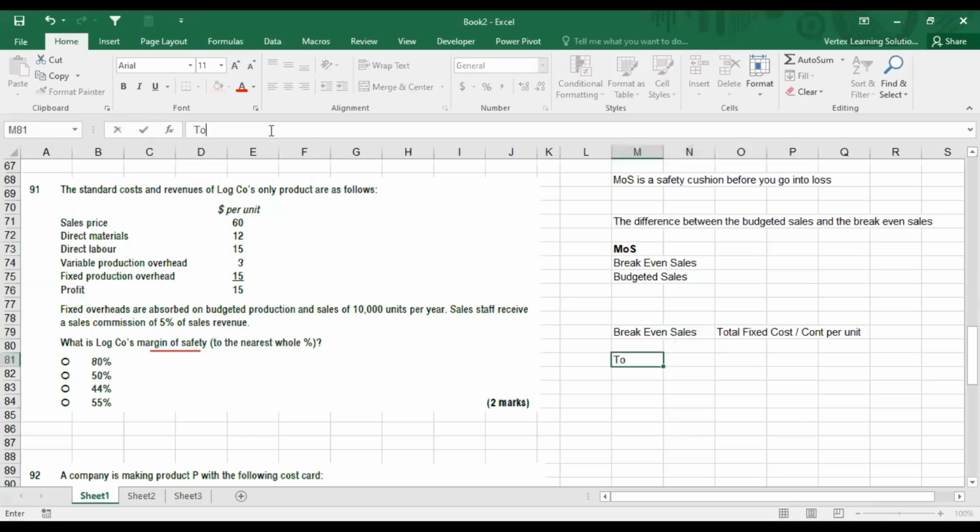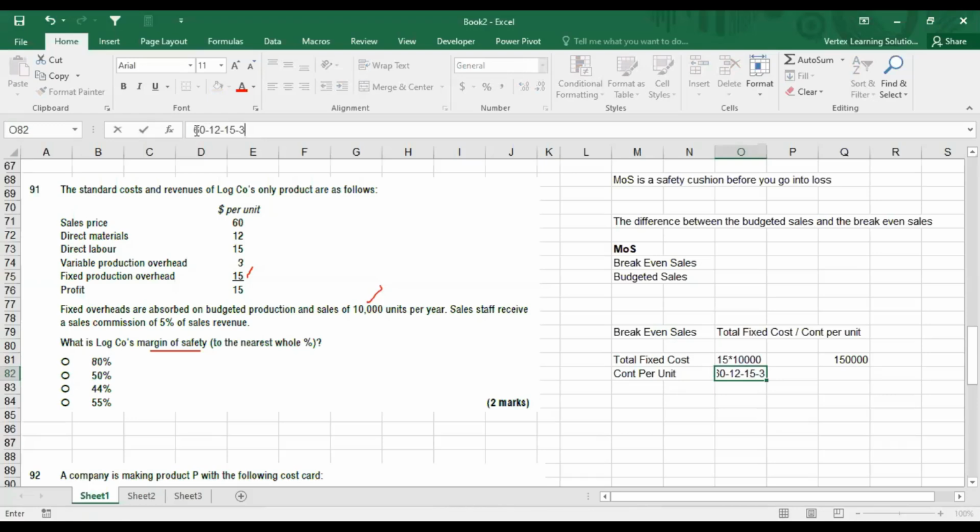So what is my total fixed cost? If you remember what I discussed before, the fixed cost per unit is based on 10,000 units. So total fixed cost will be 15 multiplied by 10,000, which means my total fixed costs are 150,000. And then what is my contribution per unit? Contribution per unit is sales price minus variable cost. So how much is the sales price? That is 60, minus variable cost material is 12, minus labor is 15, minus variable overhead is 3.